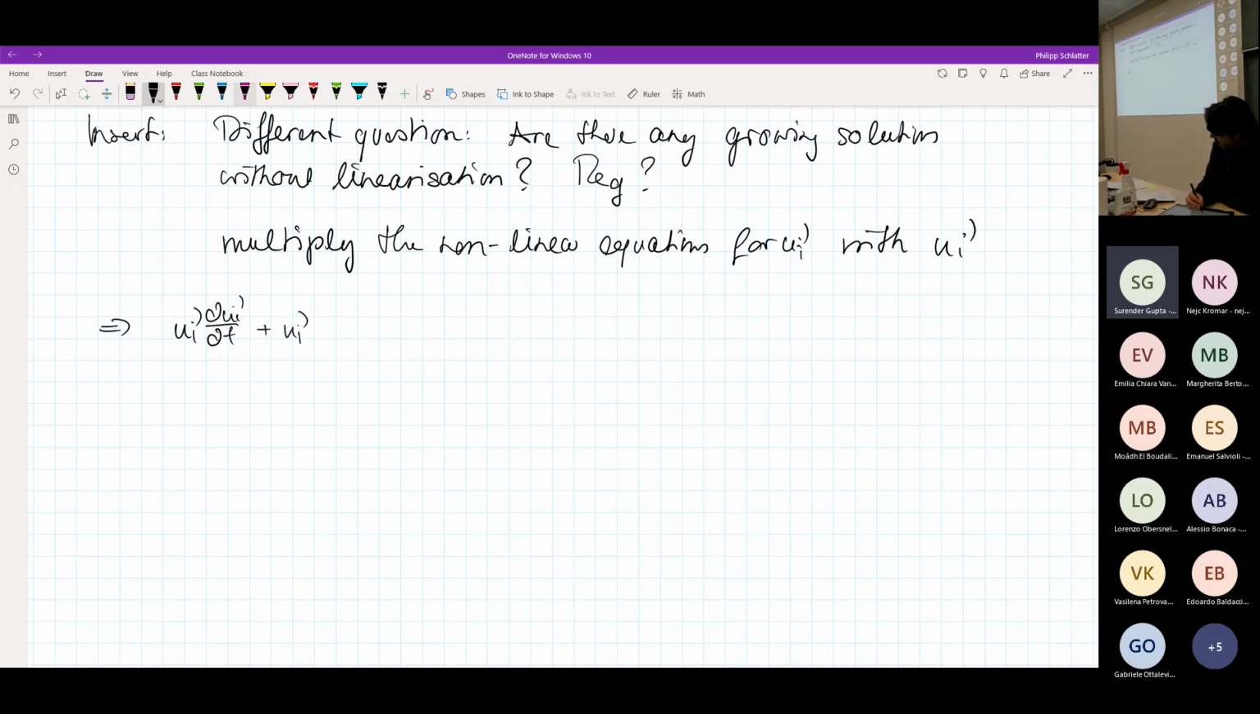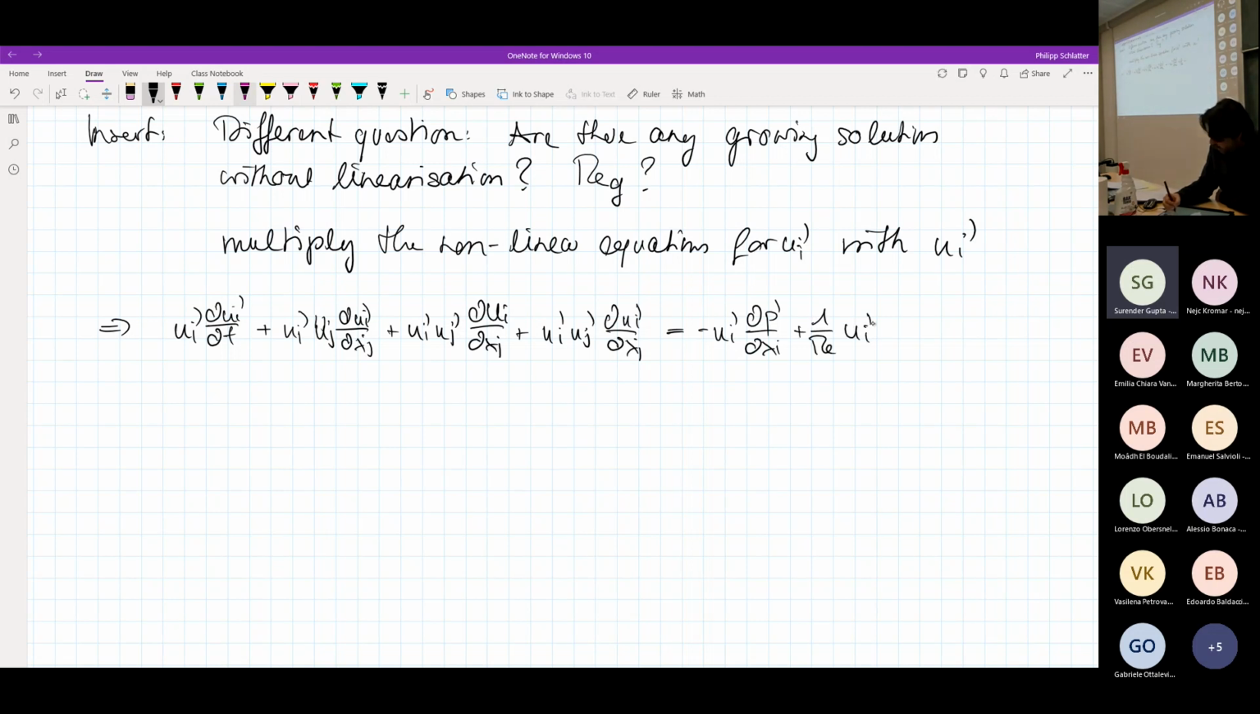So next term, ui prime, it was uj, that was the mean, times dui prime dxj. Then I have ui prime uj prime dui dxj. Then I have ui prime uj prime dui prime dxj. You see, this is the nonlinear term, which I keep because I'm not doing the linearization. And then on the right-hand side, I have minus ui prime dp prime dxi plus 1 over Reynolds of ui prime d squared ui prime dxj dxj. Something like that.